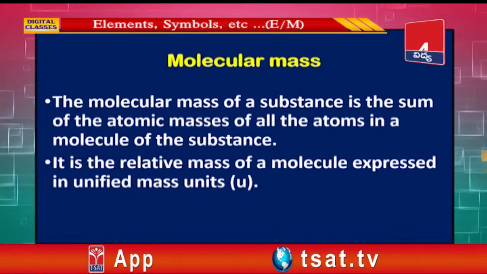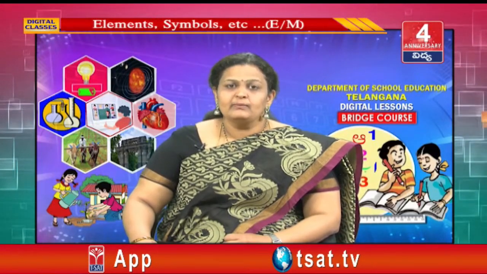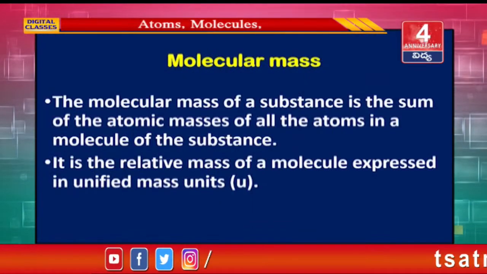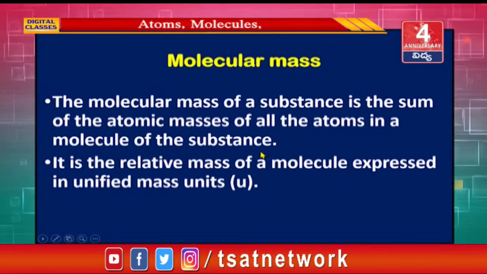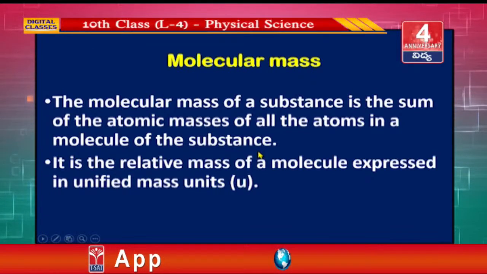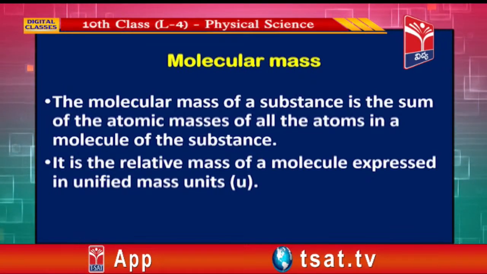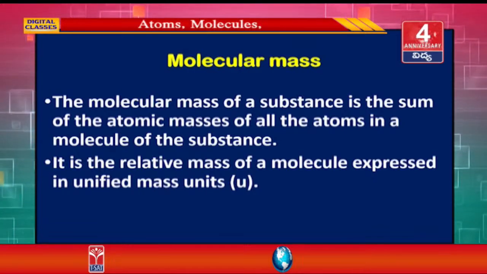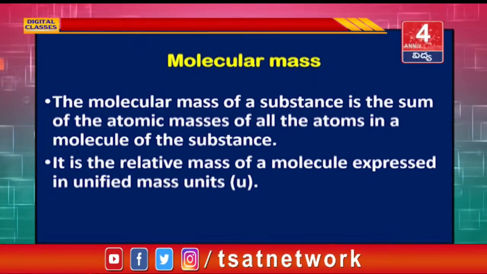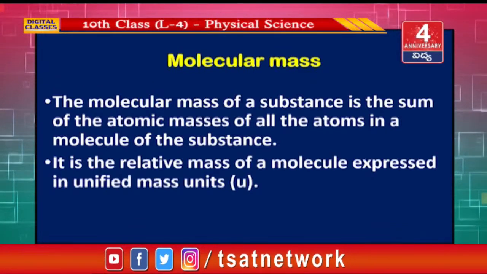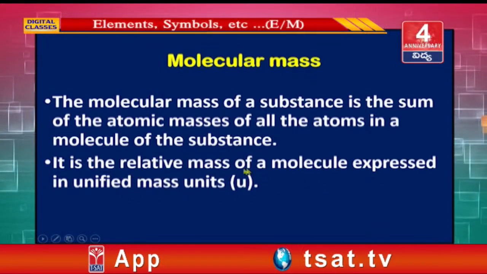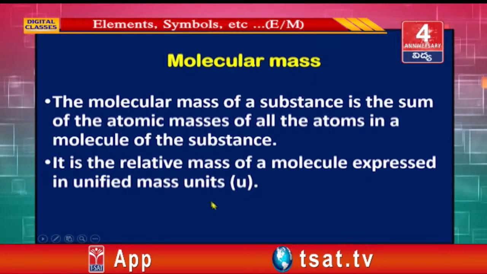Now, children, let us define the molecular mass. The molecular mass of a substance is the sum of the atomic masses of all the atoms in a molecule of the substance. So, children, if you want to find out the molecular mass of carbon dioxide, then it is the sum of the atomic masses. We have carbon's atomic mass, we have oxygen's atomic mass. So, it is the sum of the atomic masses of carbon and oxygen in the ratio. It is the relative mass of a molecule expressed in unified mass units. So, molecular mass is expressed in unified mass.